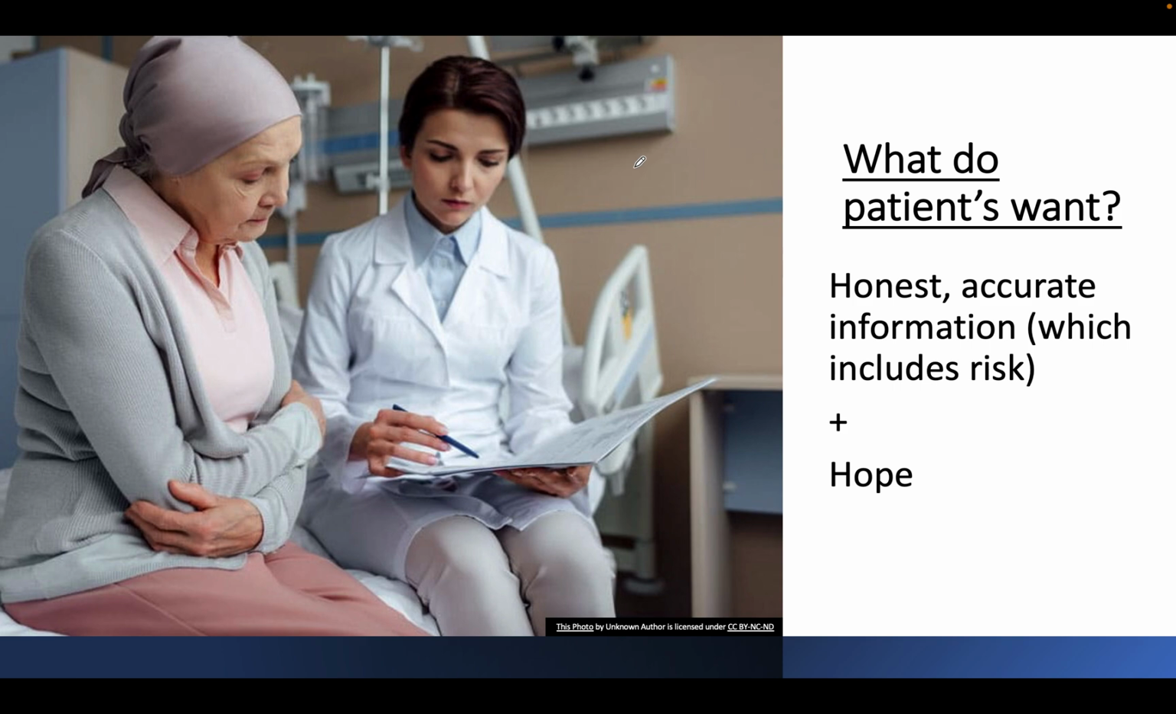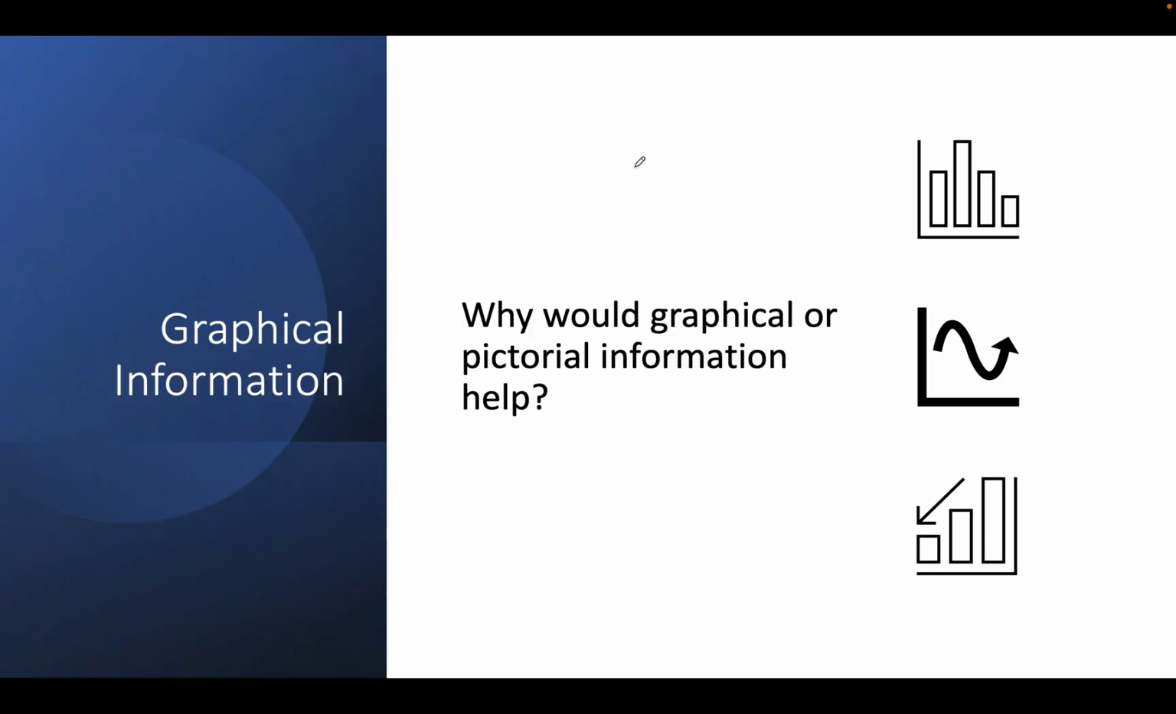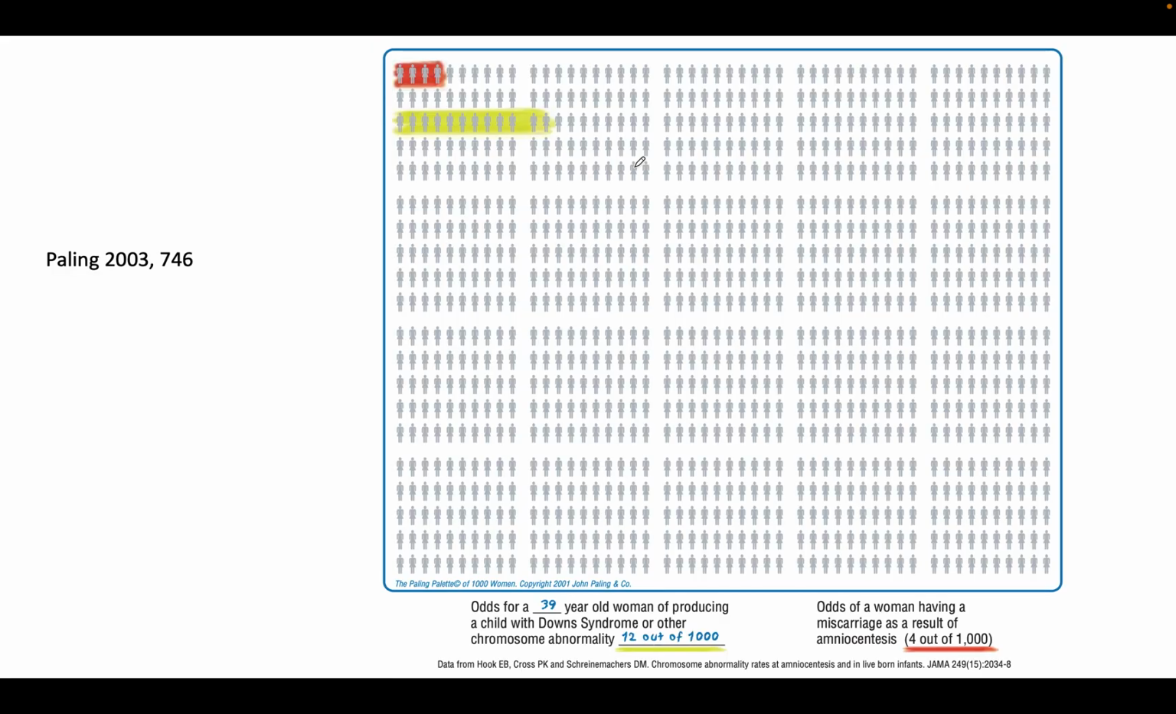All right, what do patients want when we're talking about risk and about dangers? Patients want honest, accurate information, including the risk, and they want hope. We've already mentioned this a bit, but why would graphical or pictorial information help? There's a saying in English, a picture is worth 1,000 words. So sometimes all of our words can't say what one picture can say. It also helps people who have a low level of literacy or numeracy, and it just somehow speaks to our brain in a different way, and I'm sure that psychologists can tell us more about that.